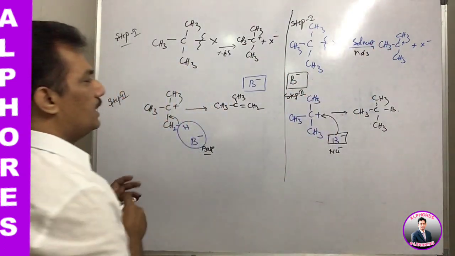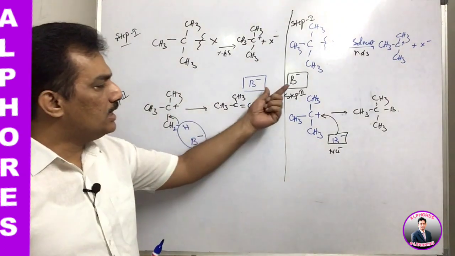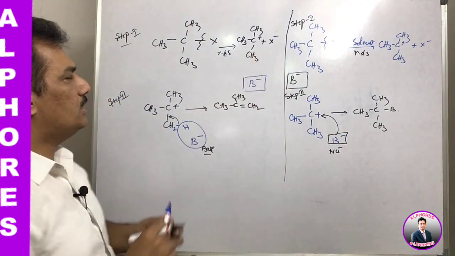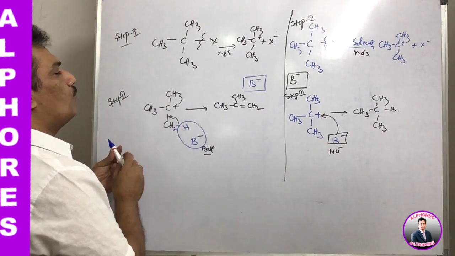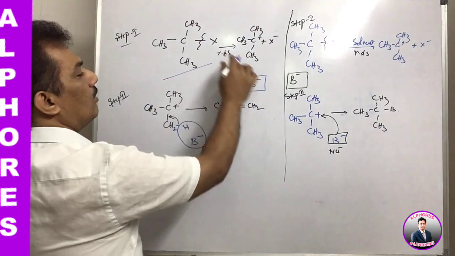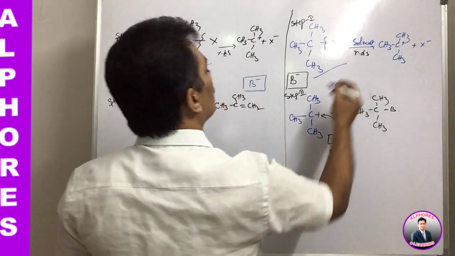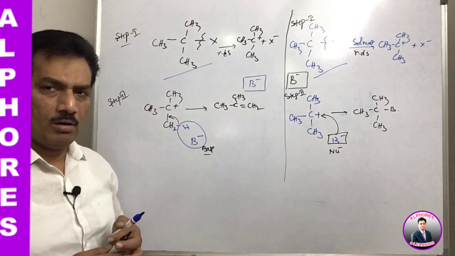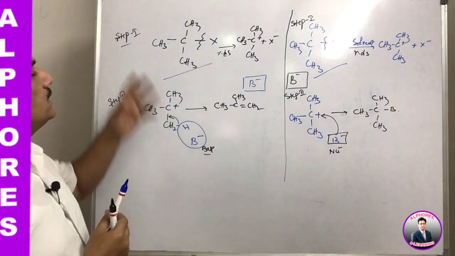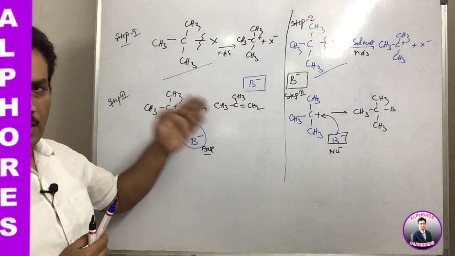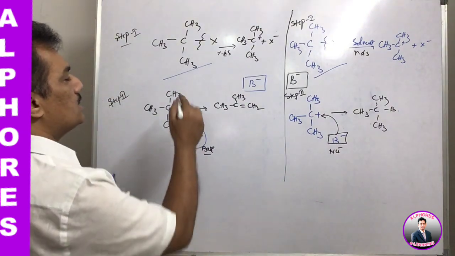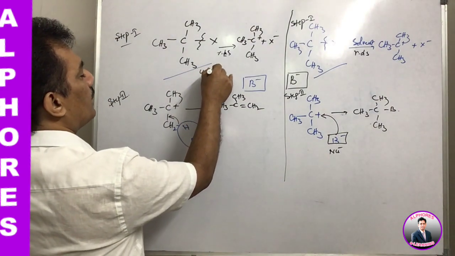Now you observe, in the rate determining step, is there any involvement of the reagent? No, only the substrate molecule on its own is involved. Only the substrate molecule on its own is involved to create the reaction intermediate carbocation. So as in step 1, the slow step, the rate determining step, involves only one molecule, it is known as a unimolecular reaction.